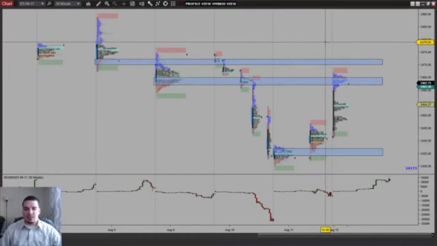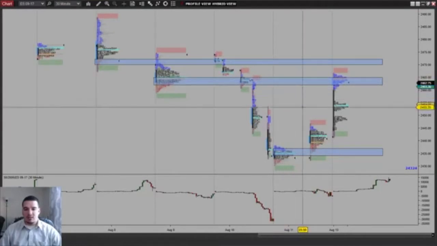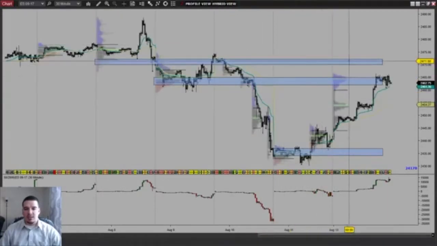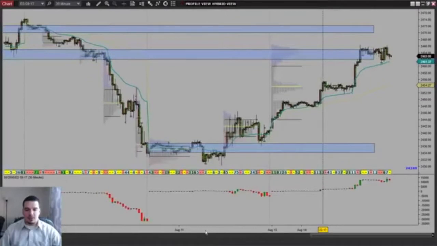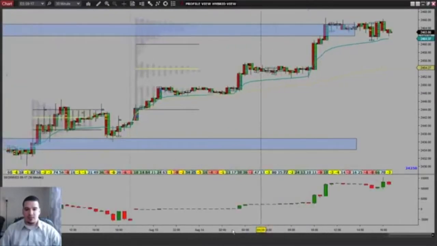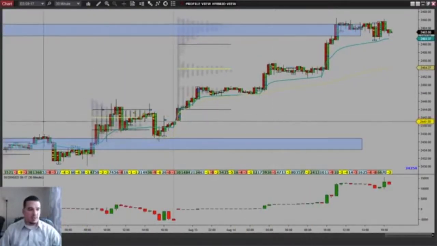Okay, so looking at the S&P 500, I was still looking to sell the market rather than buy it. There were two different trade ideas and methodologies we could have applied here in the S&P 500. The first one is the trend trade. So I'm going to switch here to the hybrid view. I'm going to zoom in here as much as I can, and that should be good enough.